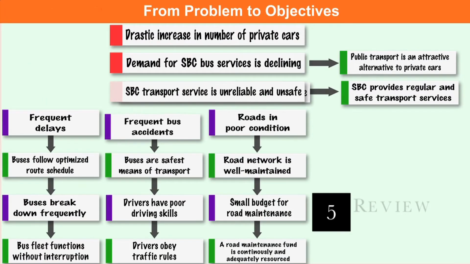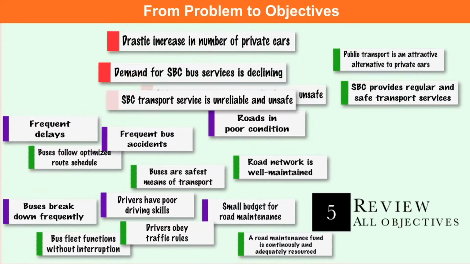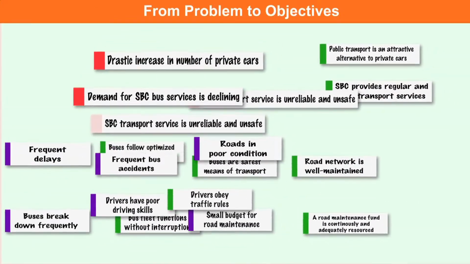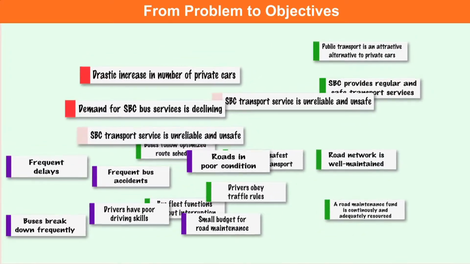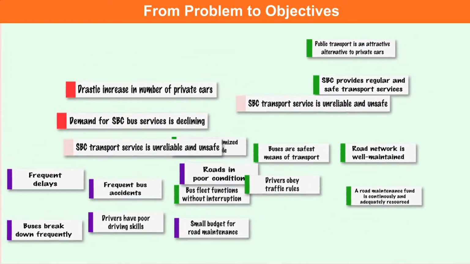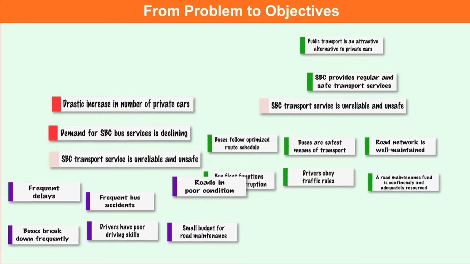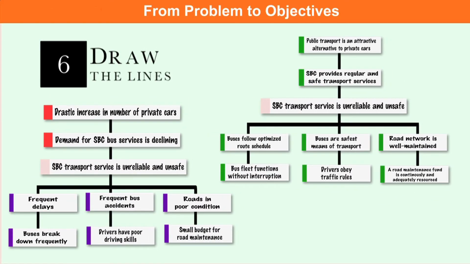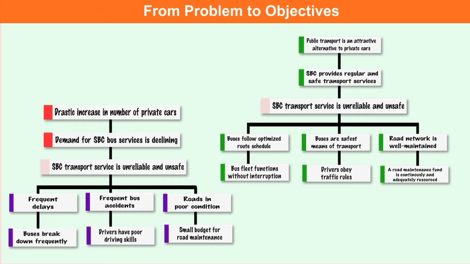Step 5. Review all the objectives. Ensure that all means-ends relationships are valid and no key relationship has been missed. Note that the objectives tree is not necessarily the mirror image of the problem tree. Step 6. Draw the lines. Ensure logic and completeness by asking, will the successful completion of these objectives achieve the next higher objective state?